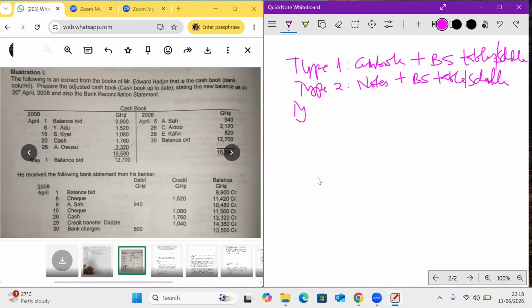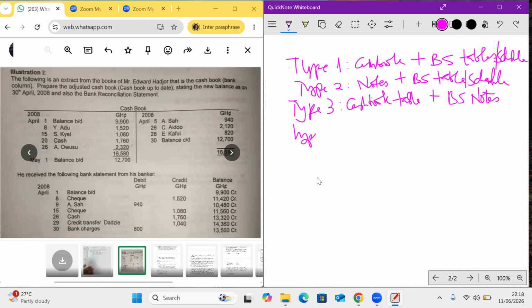Type 3, the question can give us the cash book schedule or the cash book T account, the cash book account, or the cash book table. Let me say table or the schedule. But then instead of bank statements, it gives us the bank statement notes. So the bank statements will not give us a table nor a schedule, but paragraphs, transactions.